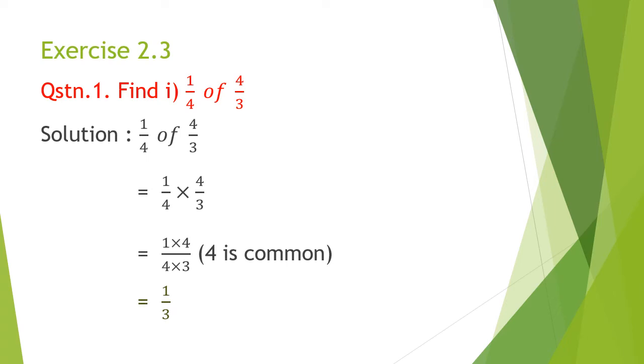That is 1 into 4 upon 4 into 3. 4 is common in both numerator and denominator. So we can cancel 4 in numerator and denominator. So we are getting 1 into 1 whole divided by 1 into 3, which gives 1 upon 3.